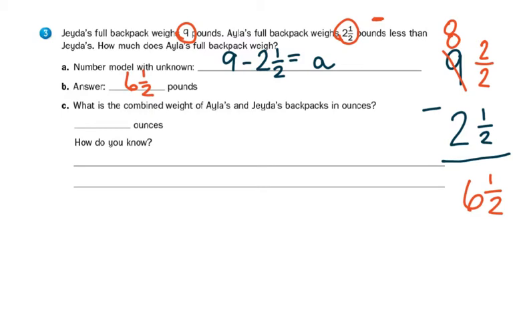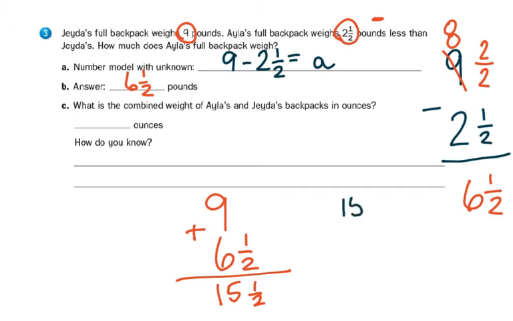C, what is the combined weight of Ayla and Jada's backpack in ounces? Well, first of all, what we need to do is to add together 9 plus 6.5. Together they weigh 15.5 pounds. So let's ignore the half for a minute. Let's take the 15 pounds combined, multiplied by 16 ounces in a pound. Pause your video and tell me what 15 times 16 is. Pause your video and multiply so you get practice with multiplying a 2-digit times a 2-digit.